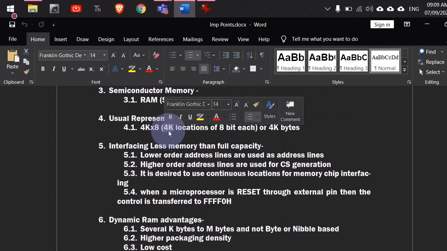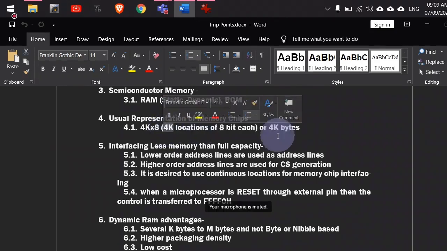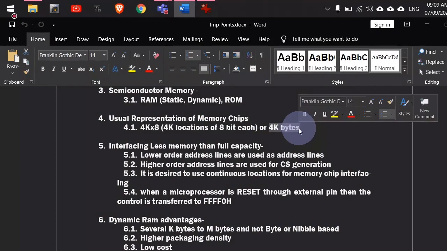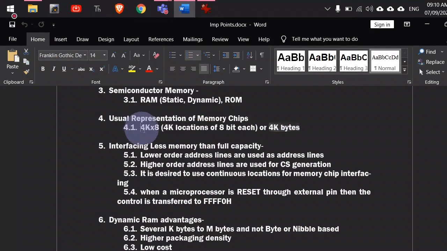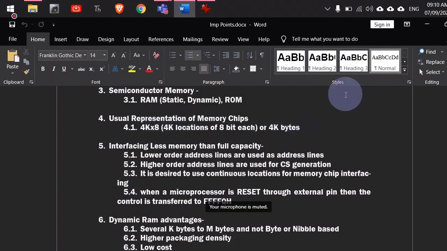If you want to convert it to a power of 2, you already know that K is 2 raised to the power of 10, and 4 is 2 raised to the power of 2. So 2 raised to the power of 12 locations will be there for a 4K chip, and 8 bits are there for every location. So you can also call it a 4K byte memory chip. This is the usual notation, 4K cross 8, in which the sizes of RAM and ROM that we are going to use will be specified, right?